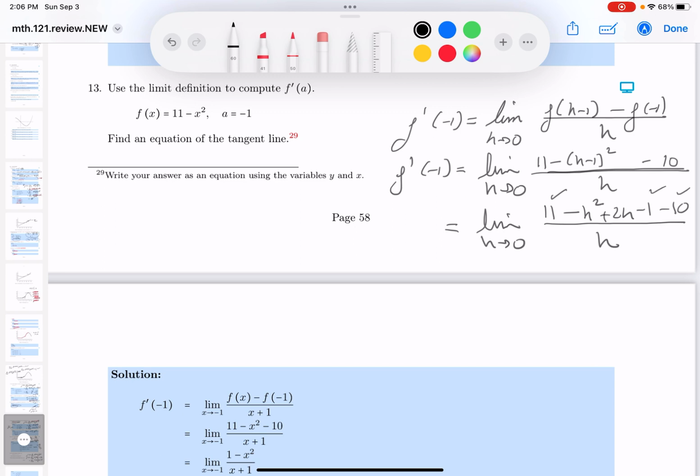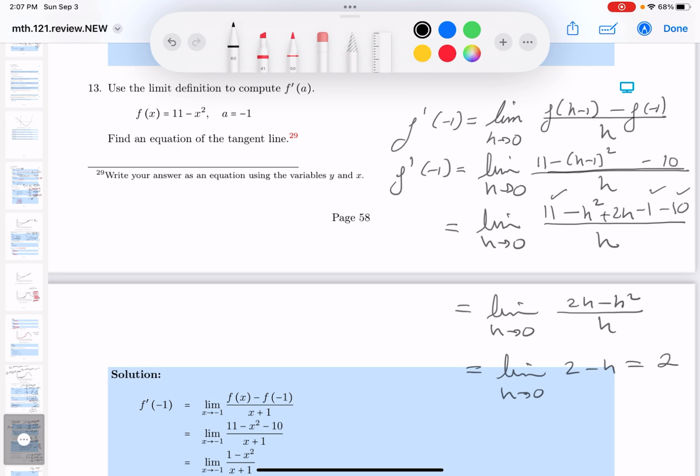Well, you know what? There's no constant on top anymore. So I get limit, h goes to 0. And what do you get on top? You get 2h minus h squared. Let me make sure I did that right. Yeah, and over h. Divide through by h because h is not 0. And then I'll do the limit. What do you have here? 2 minus h, which is going to be 2.